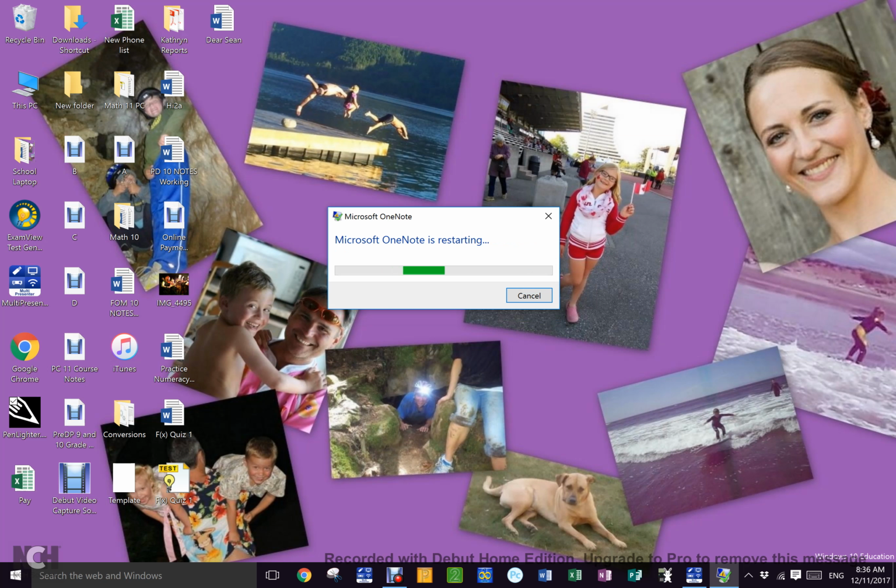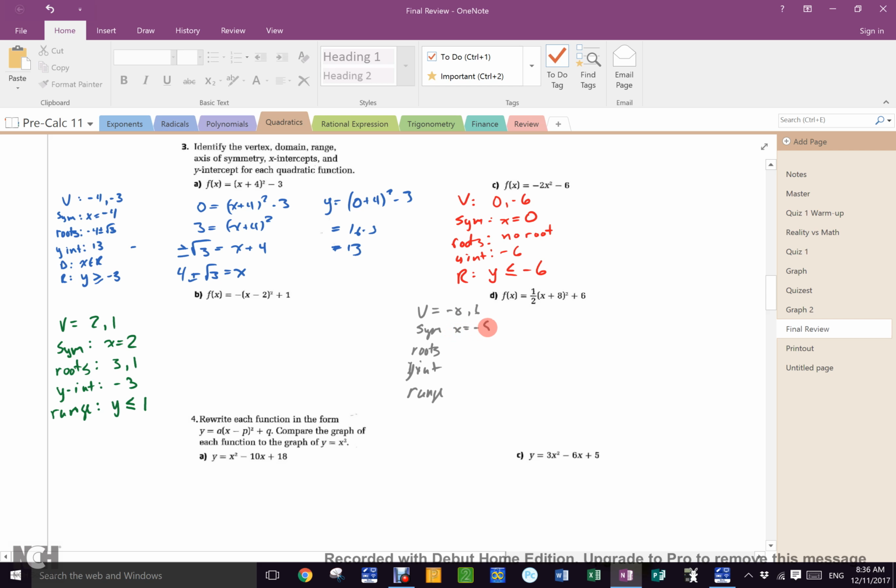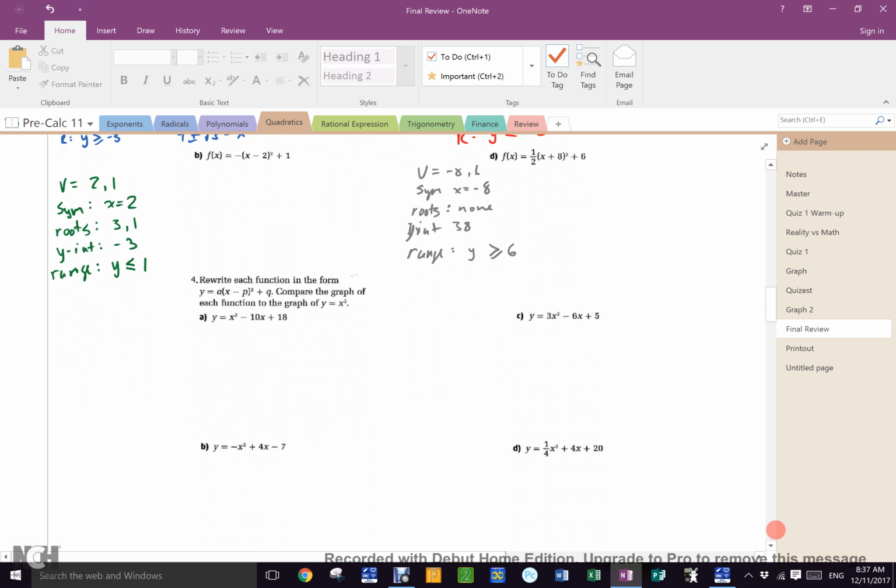Vertex was -8, 6, axis of symmetry, x equals -8. Roots, no roots. Why? It's above the x-axis, and it opens up. So no roots. What's the y-intercept? 38. And what's the range? Y must be greater than or equal to 6. Whoo! Yo!